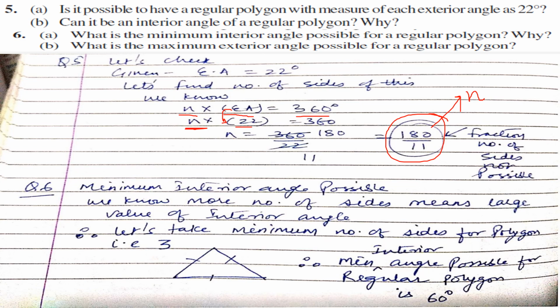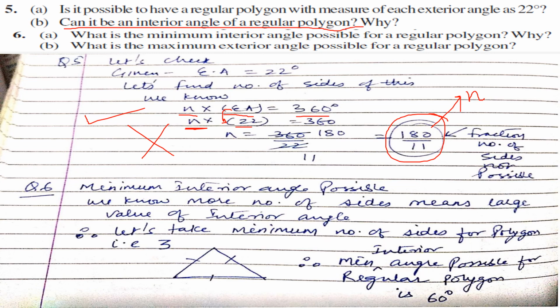What do you think? Is it possible for a polygon to have 180 upon 11 number of sides? No, because the number of sides can never be a fraction. It has to be a simple integer, or you can say a simple whole number. So in this case, you can say this particular regular polygon is not possible.